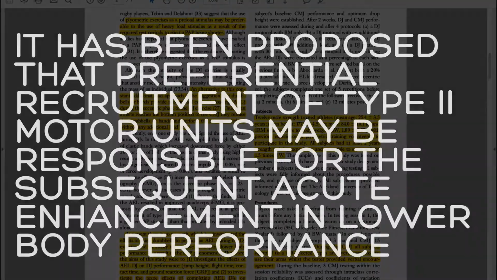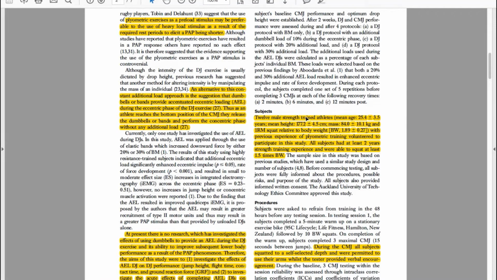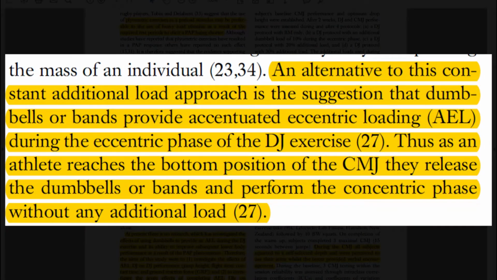Although the intensity of the drop jump exercise is usually dictated by drop height, previous research suggested that another method for altering intensity is by manipulating the mass of an individual. A further alternative to this constant additional load approach is the suggestion that dumbbells or bands provide accentuated eccentric loading during the eccentric phase of the drop jump exercise. Thus, as an athlete reaches the bottom position of their countermovement jump upon landing from a raised platform, they release the dumbbells or bands and perform the concentric phase without any additional load.